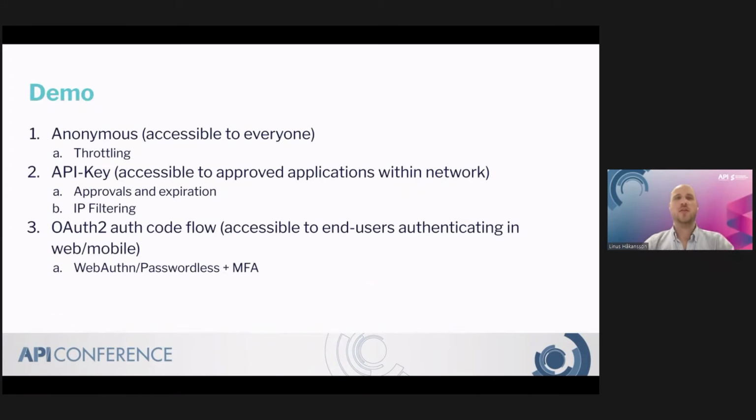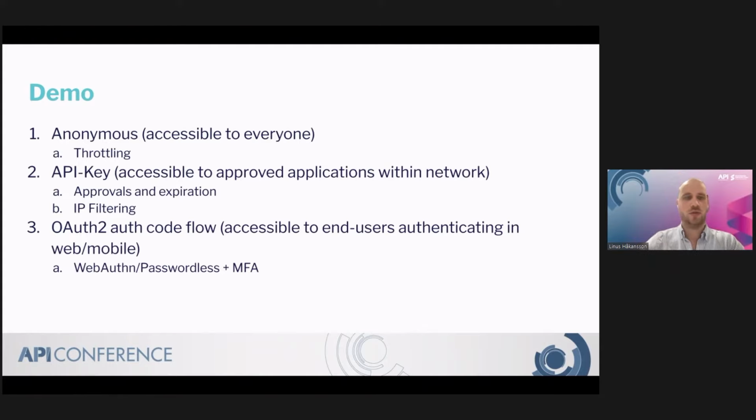What I'll do now is go through a demonstration. The idea is to show you some examples of what we just covered. We're going to show how we can apply protection measures, so throttling, IP filtering, rate limiting, etc. We'll also go through how we can manage API keys: how can we set expiration on API keys that are given to applications, and how can we combine that with other protection measures, for example IP filtering, making sure that only API keys being used within your protected network are allowed to communicate with your backends.